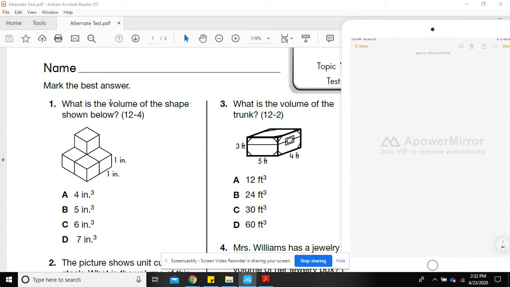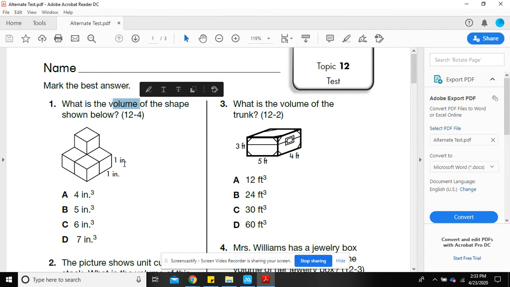When we talk about volume, we always do it in cubic inches or cubic feet or whatever unit we're working with, but it's going to be cubed. So this answer here would be B, 5 inches cubed, because there are 5 blocks and each of them is 1 inch.